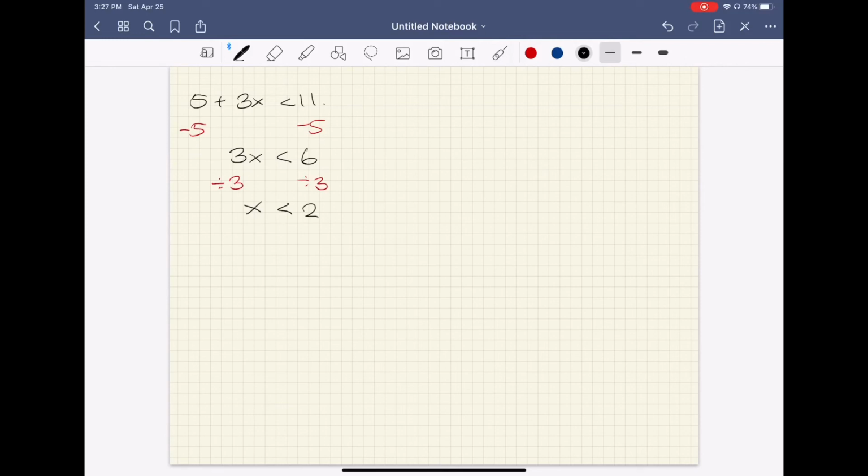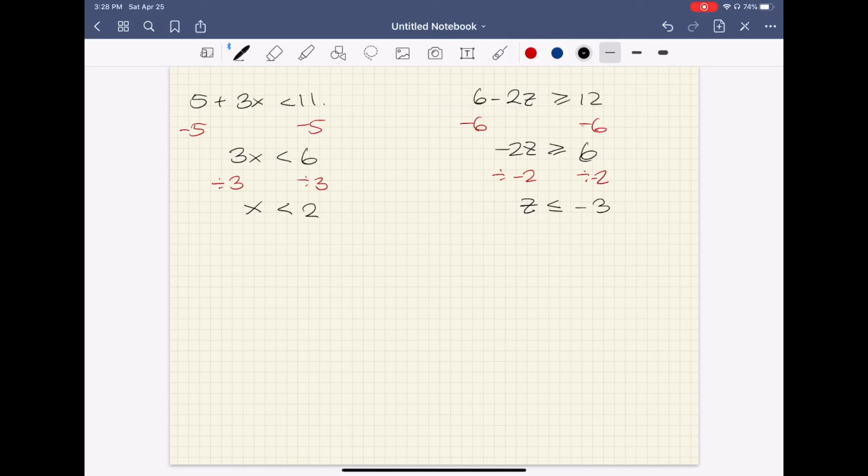Okay, next. 6 minus 2z is greater than or equal to 12. Get rid of the 6 first. We get negative 2z greater than or equal to 6. Divide both sides by negative 2. We get z, and because we're dividing by a negative number, we need to flip the sign. So instead of greater than or equal to, it becomes less than or equal to negative 3.